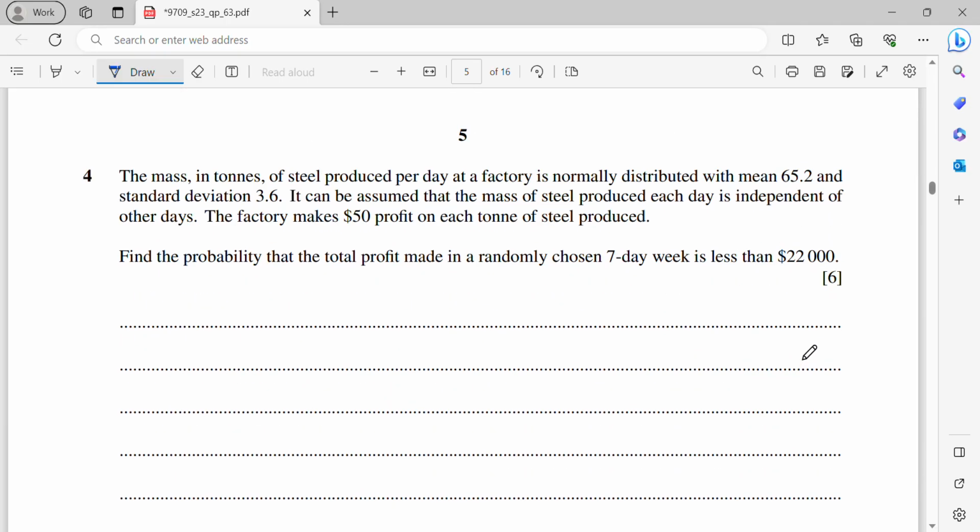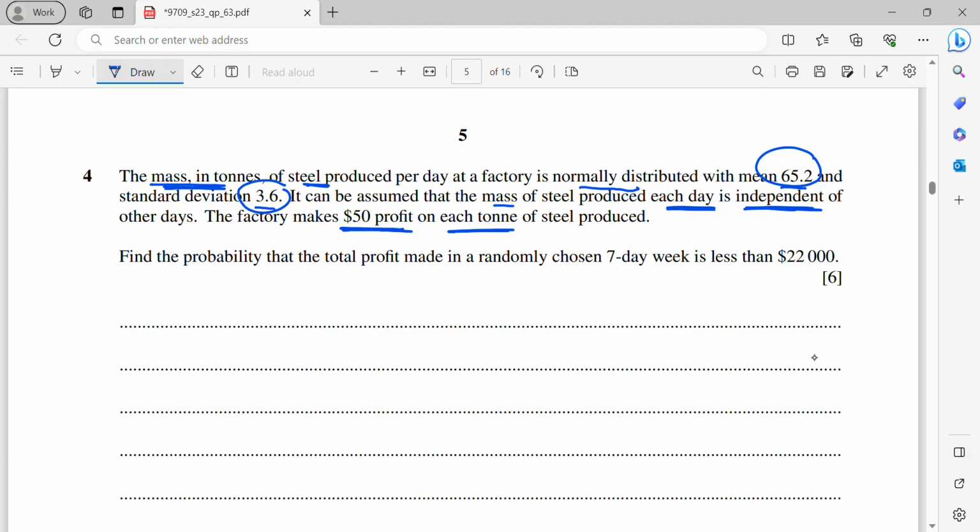Alright, so now for question number 4. The mass in tons of steel produced per day at a factory is normally distributed with mean 65.2 and standard deviation 3.6. We can assume that the mass of steel produced each day is independent of other days. The factory makes a profit of $50 on each ton of steel produced. Okay, this 65.2 and 3.6 is the mass of the steel produced.